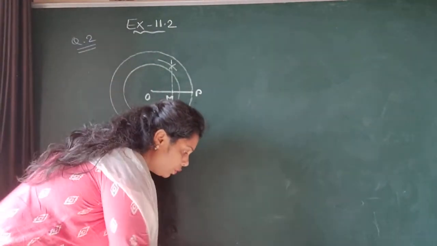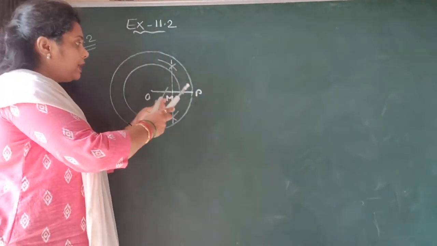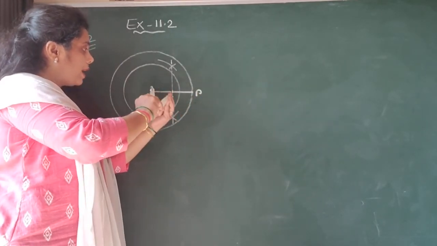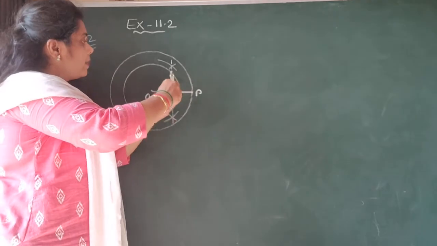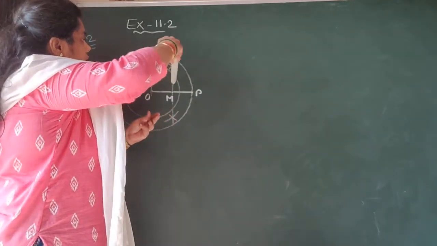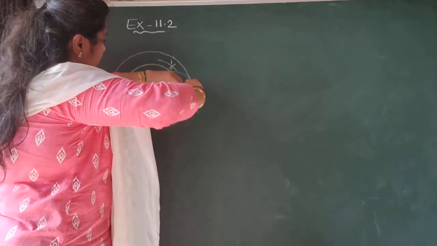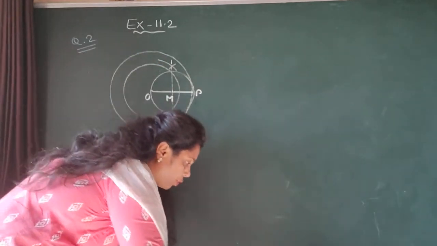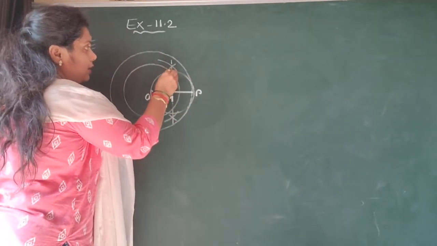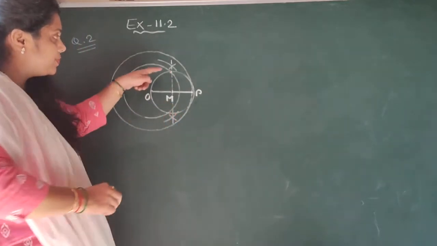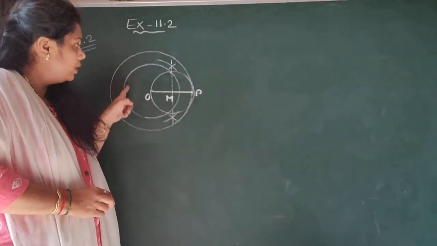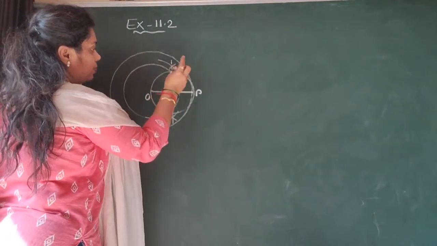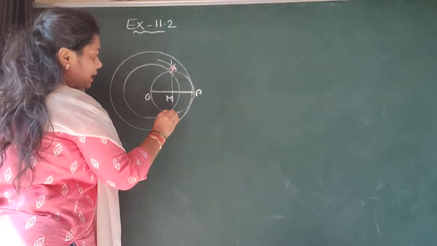Okay, now what we have to do? Taking center as M, take OM or MP as a radius and draw a circle. Have you seen the intersection points on the upside and downward side on the small circle? If you join these, mark them as A and B.